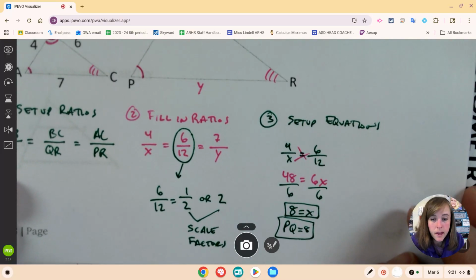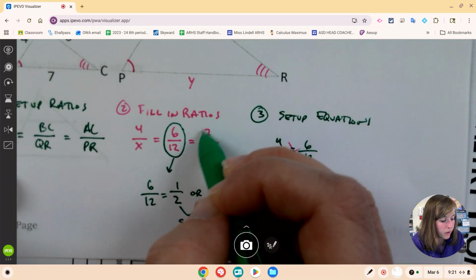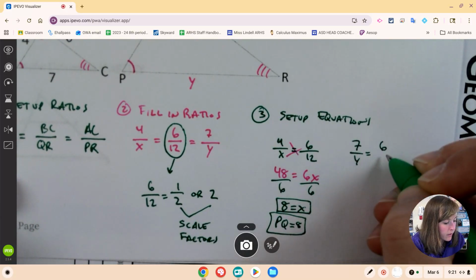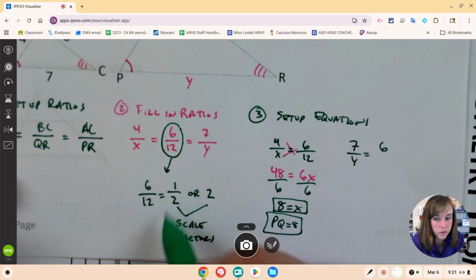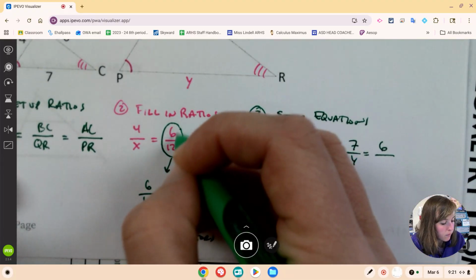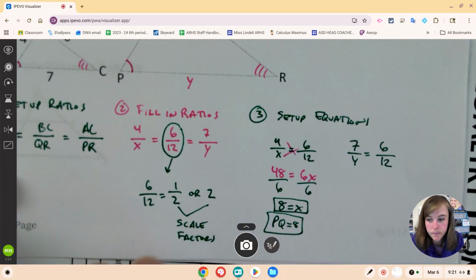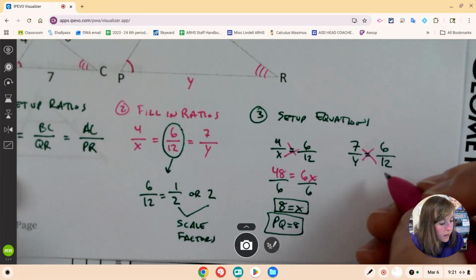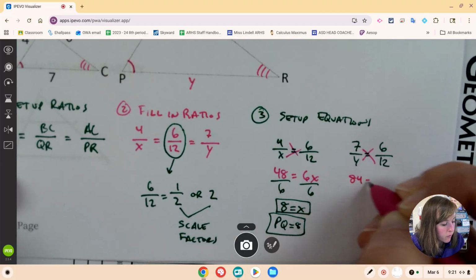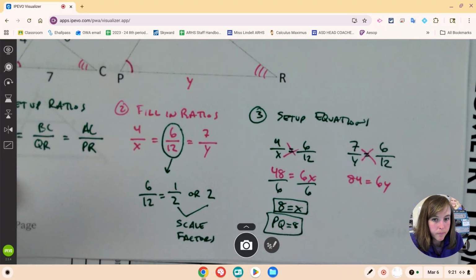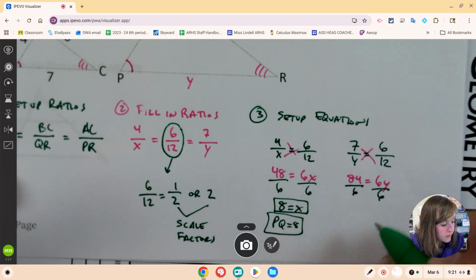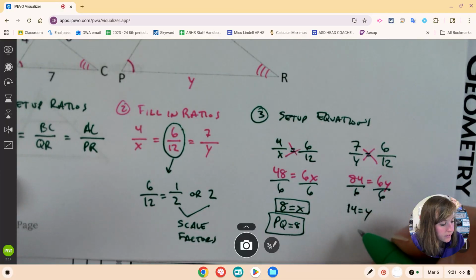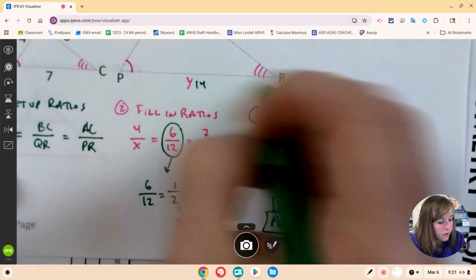All right, and then our other equation that we could set up, we're going to do the same thing with 7 over y. We're going to equal it to our scale factor, or you could also use 1 over 2 if you want to, or the ratio we have here, 6 over 12. Going to multiply, 7 times 12, 84, equals 6y. Divide by 6. We get that y is 14, so that tells me that PR is 14.